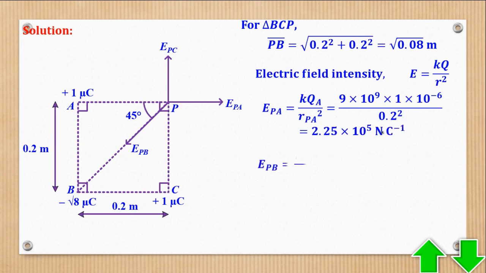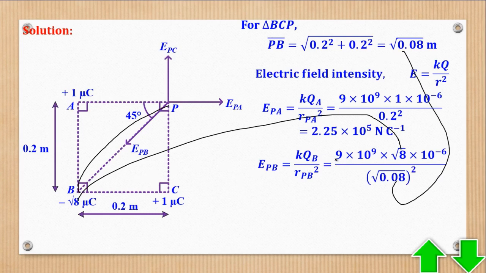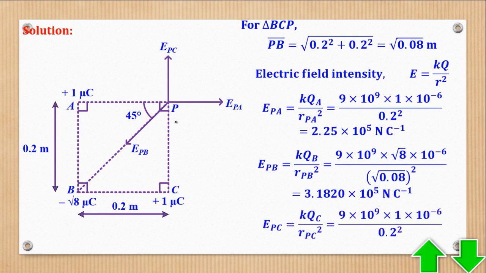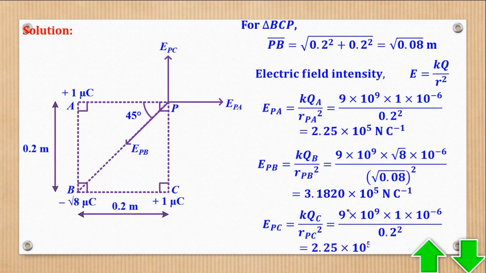What about electric field intensity at P due to charge at B? So the charge is this, which I convert to coulomb. Then the separation is from here up to here, which is this. And K is 9 exponent 9. So still you shall come up with this. Then the electric field intensity at P due to charge at C. The charge is this. The separation is from here up to here, which is this. And K is 9 exponent 9. So use a calculator, you'll come up with that.